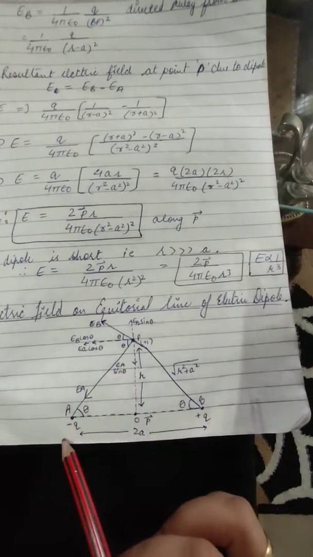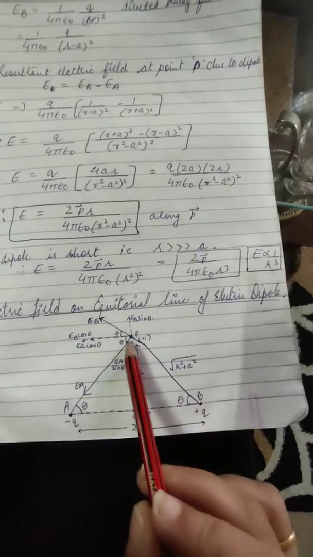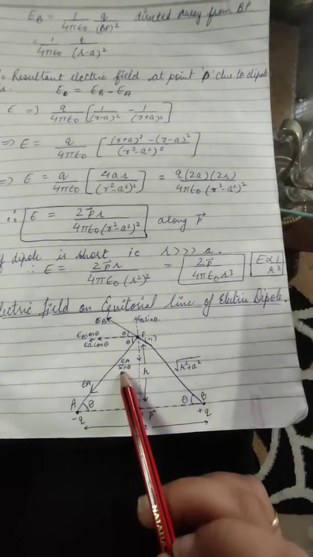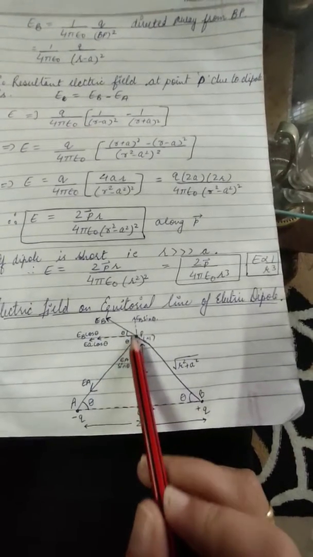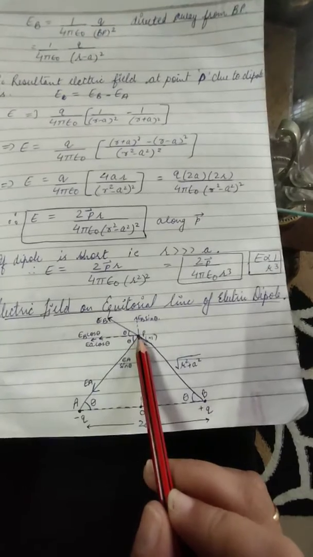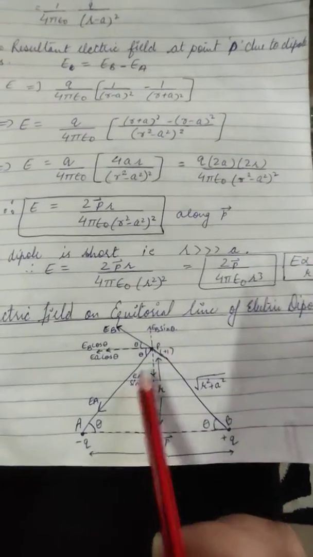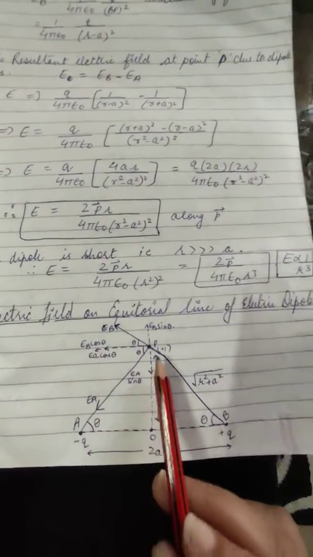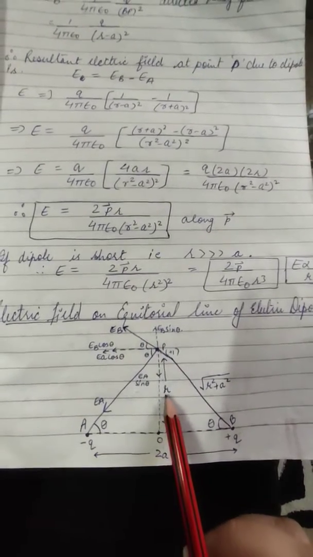Now we know that this is a negative charge, the electric field will be inwards. This is a positive charge, the electric field will be outwards. That is represented with the EB and this is represented with the EA. It is making angle theta, so it will be distributed into two components. For EB this is EB cos theta, EB sin theta, and for EA this is EA sin theta, this is EA cos theta. The distance from the center of the dipole to the point P will be represented with R.